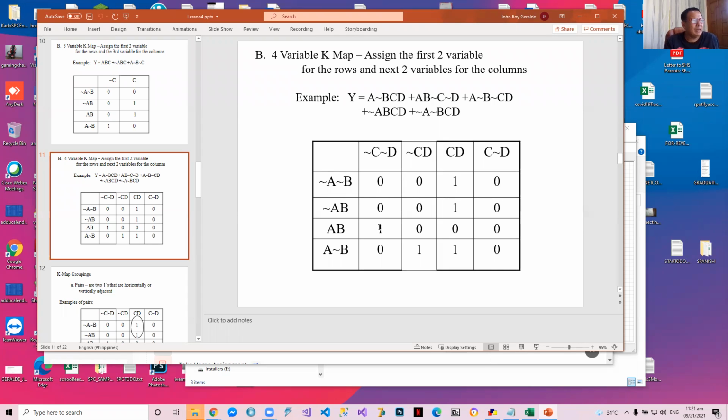And we have A, not B, not C, D. This one, so we mark. Okay. And then we have not A, B, C, D. So this one we mark. And the last one is not A, not B, C, D. We mark this. Do you follow? That's how we do it.